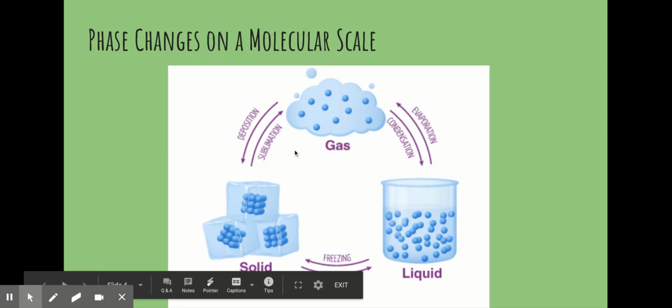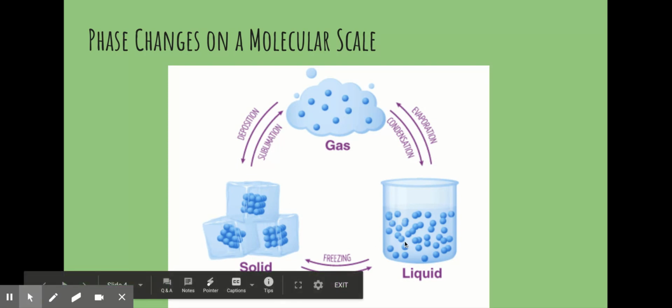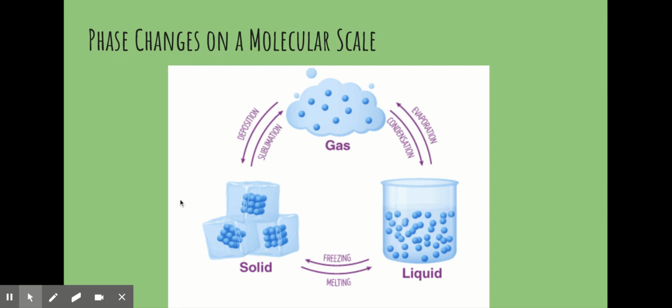From last class, I had you looking at the three different phases: solid, liquid, and gas. We briefly made some observations about what these molecules looked like at each of these different phases. So I want you to take a moment and write down one to two differences between these phases. How do these molecules look different in each of these phases? Take a moment to write your answer on the next slide.